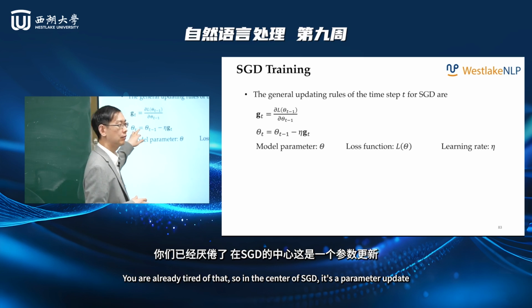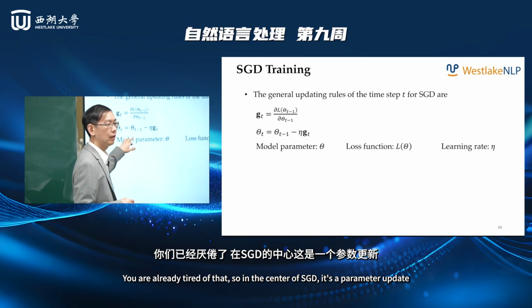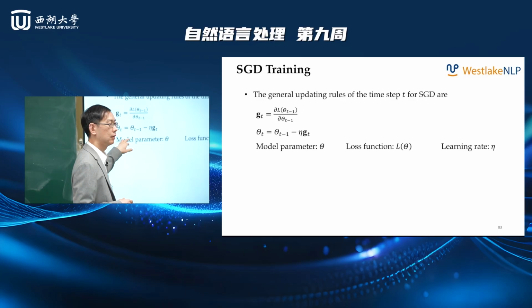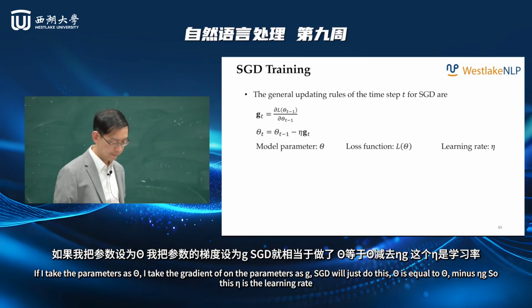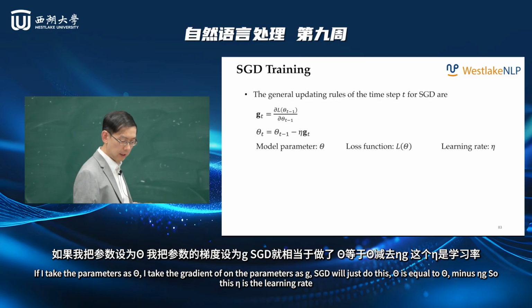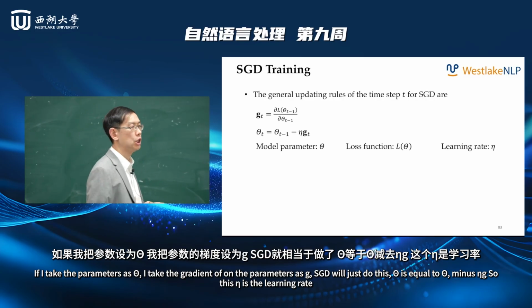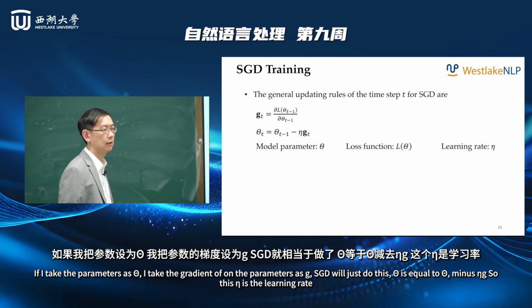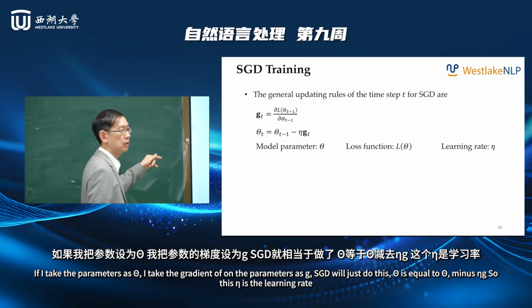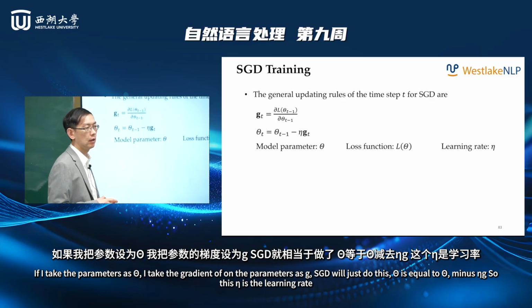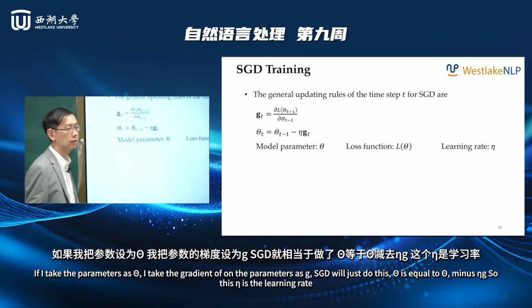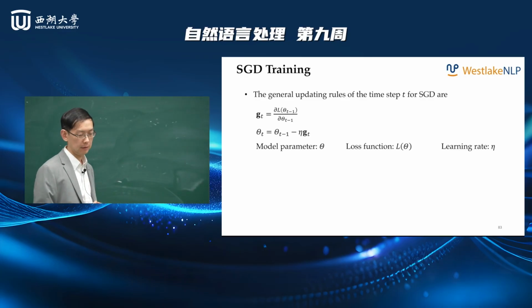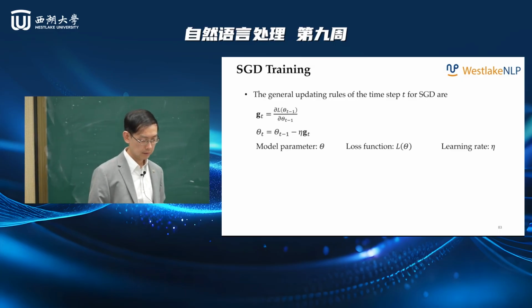So in the center of SGD is a parameter update. If I take the parameters as theta, and I take the gradient of all the parameters as g, SGD will just do this. Theta is equal to theta plus eta g. So this eta is the learning rate.